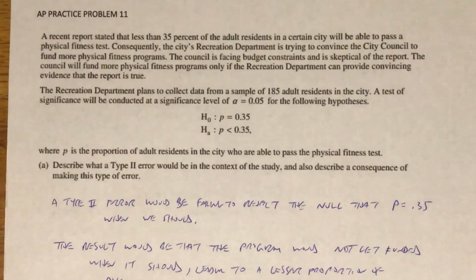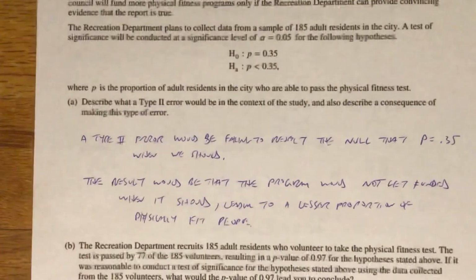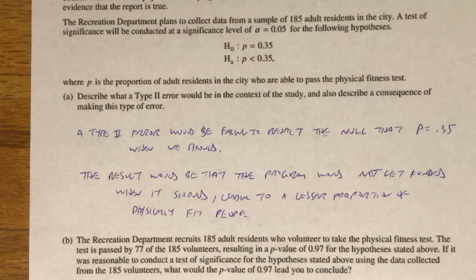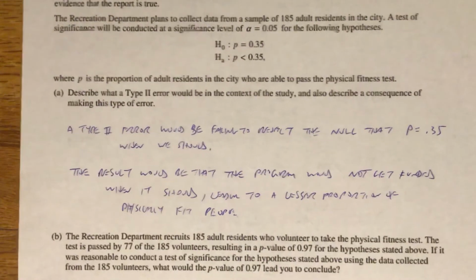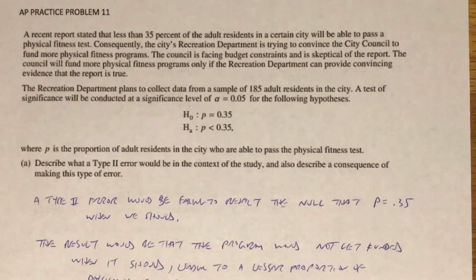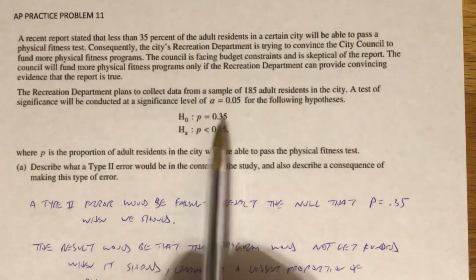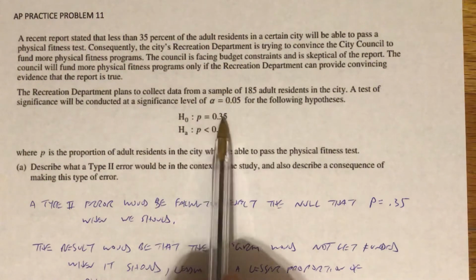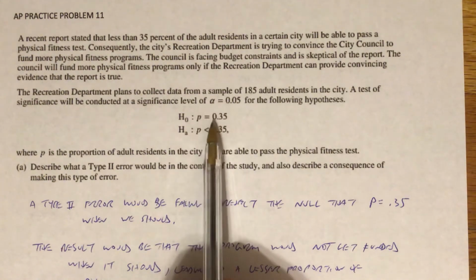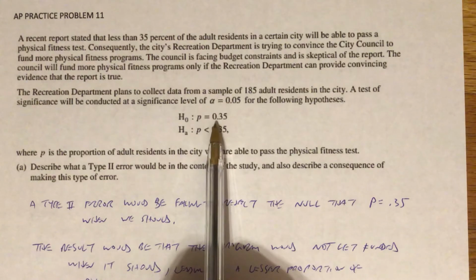And they define P. It's the proportion of people who can pass the test. So part A asks us to describe, as has been before, what's a type 2 error in the context of the study and what's a consequence of the type 2 error. If you know what type 2 error is, it's not rejecting the null when we should. So basically, it would be we should reject this number, but we don't. We basically go, okay, we're all right with this. What would that mean in context?